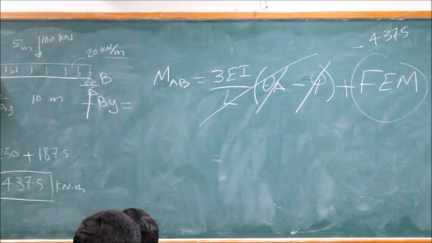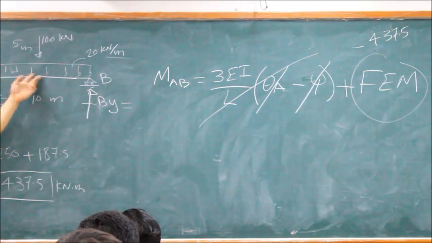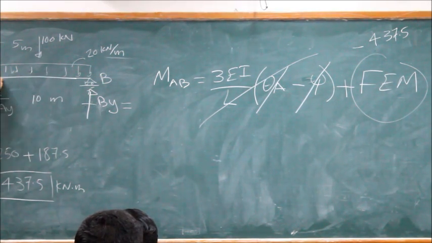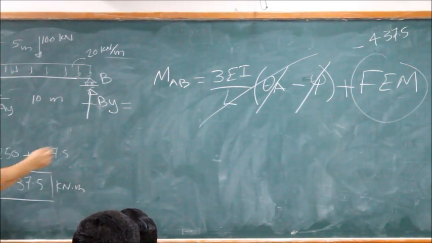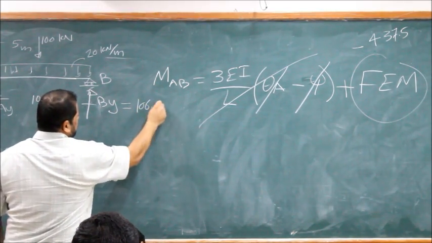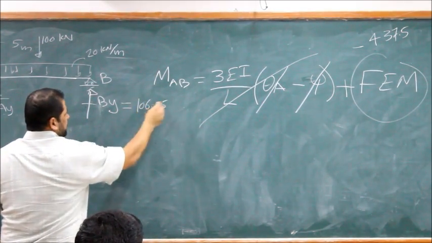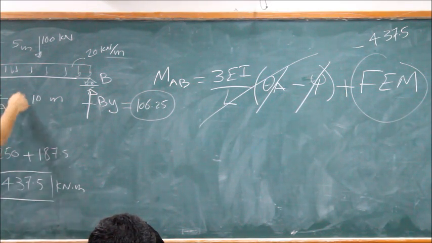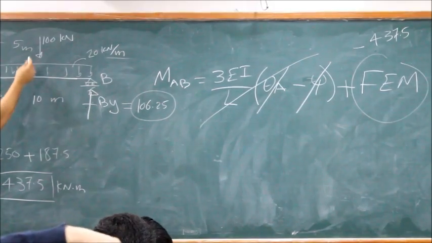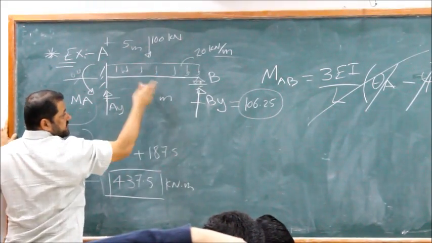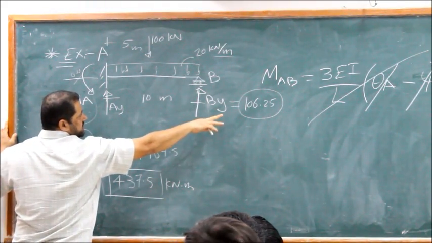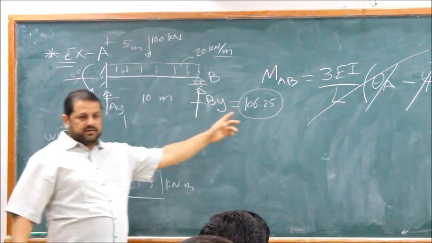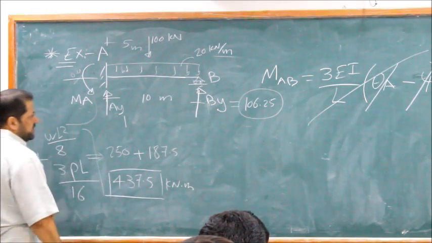Divided by 10 equal, sum of the moment equal to 0. 100 times 5, 20 times 10, that's 200 times 5. If this is the case, sum of the force in the y direction equal to 0. This is 100 and 200, that's 300, minus 106. This is 150. Fine. You need to fix your numbers.